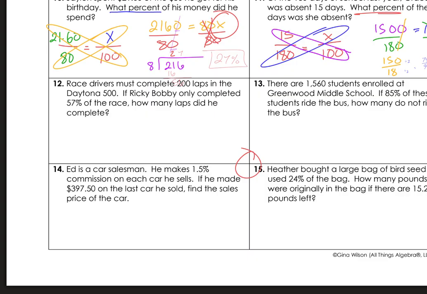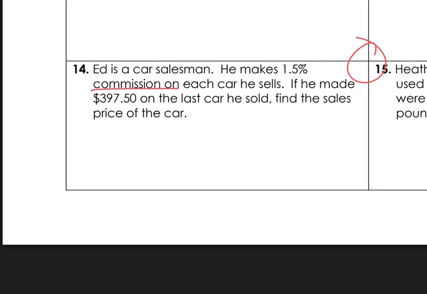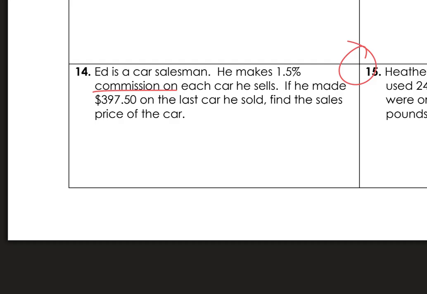I'm going to do 14 first. 14 tricked people because of some of the terminology, like a commission. And 13, I just have a trick I want to show you. So here we go, 14. Ed's a car salesman. He makes 1.5%. So hang on, let's go ahead. I didn't leave much room for an equal sign.